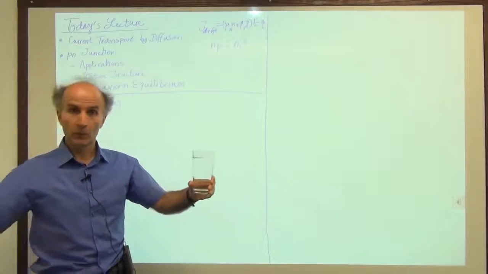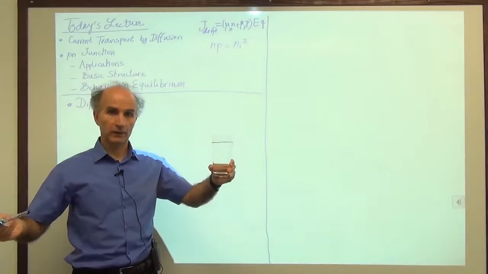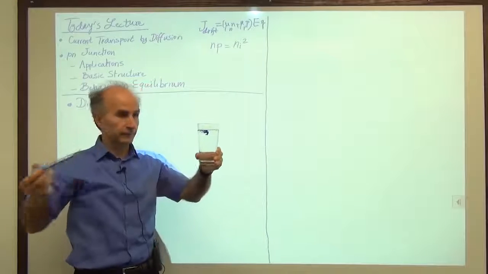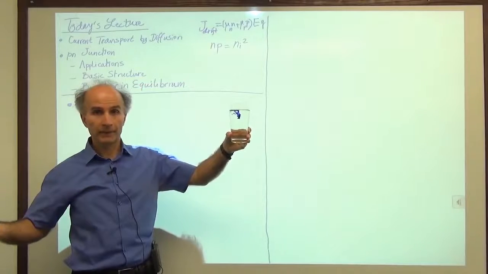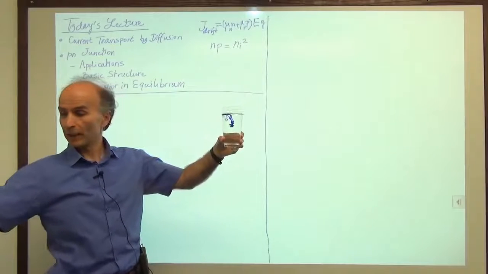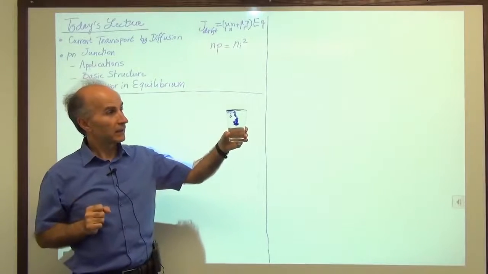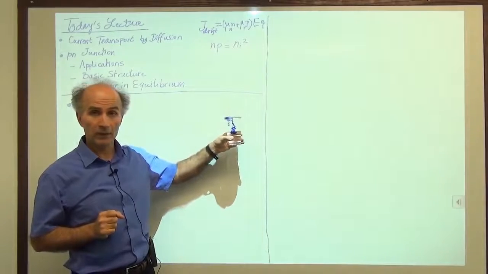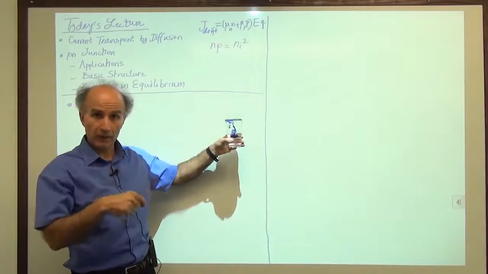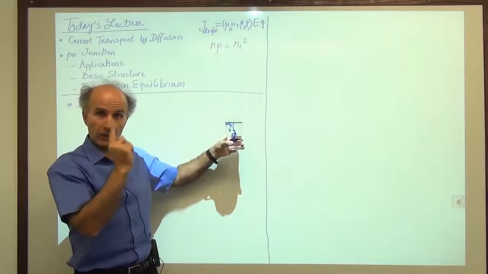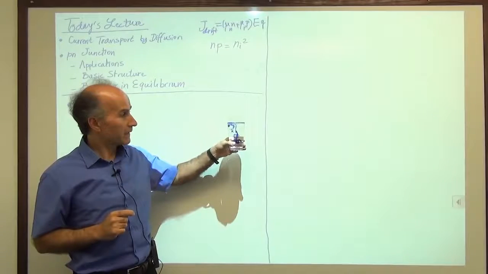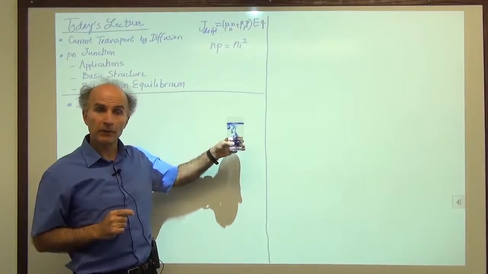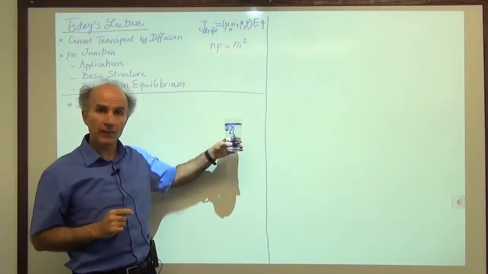So here we have a glass of water, and I'm going to drop some ink into here. So what happens? Well, as you can see, the ink molecules are diffusing. The ink molecules are going everywhere. Not just downward because of gravity, but also sideways. They are going in every direction. Why is that? Why do the ink molecules prefer to redistribute themselves?